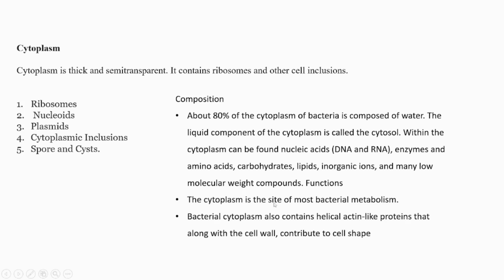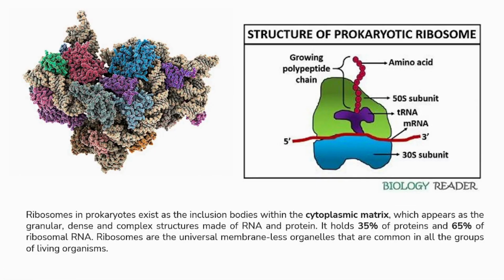The cytoplasm is also the site for the majority of bacterial metabolism. Here within the cytoplasm, various metabolic processes take place, which are essential for growth and multiplication. Along with this, bacterial cytoplasm also contains helical actin-like proteins that, along with the cell wall, contribute to the shape of the bacteria.